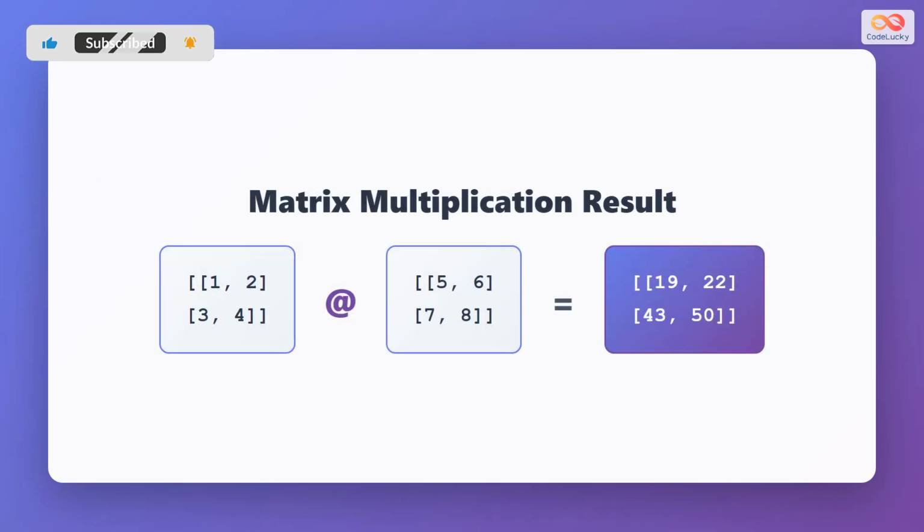When we multiply matrix A and matrix B using the @ operator, we get a resulting matrix. The first row contains 19 and 22, while the second row contains 43 and 50. This result follows the rules of matrix multiplication, where each element is computed by taking the dot product of corresponding rows and columns.